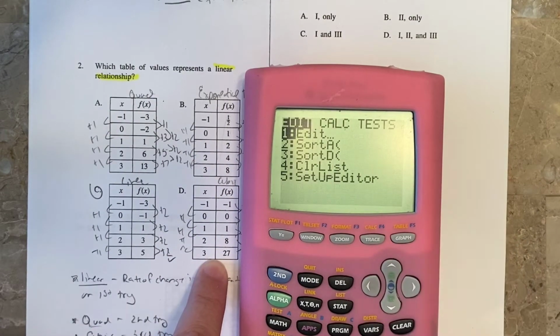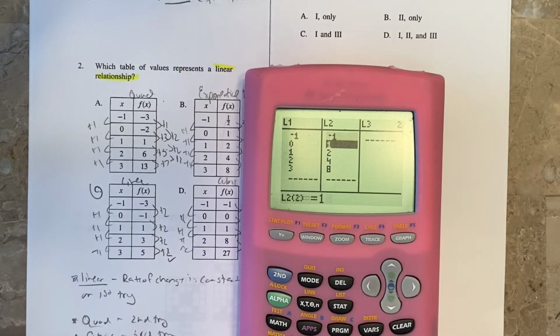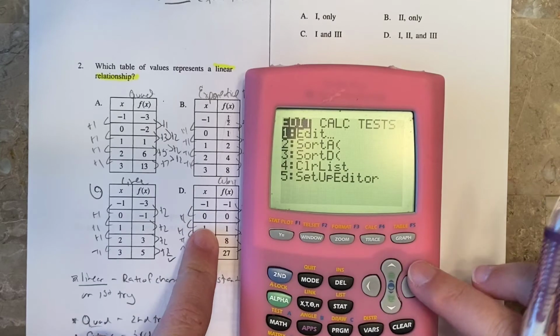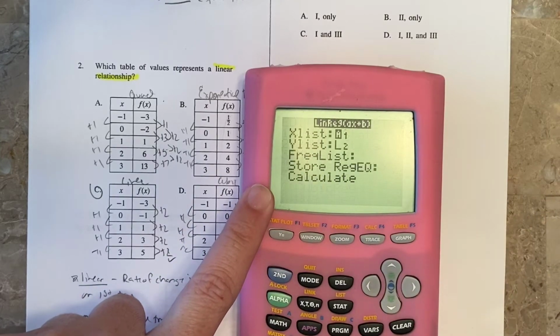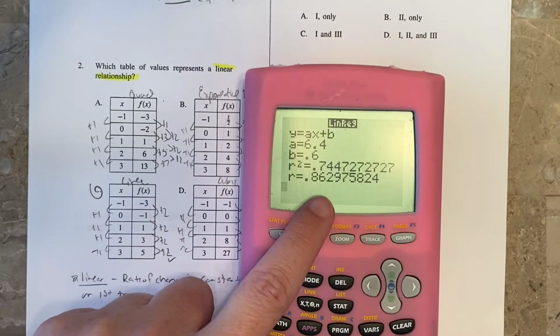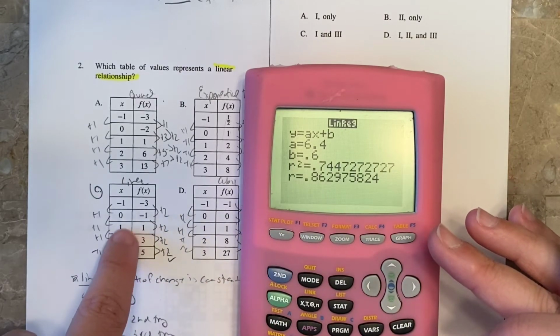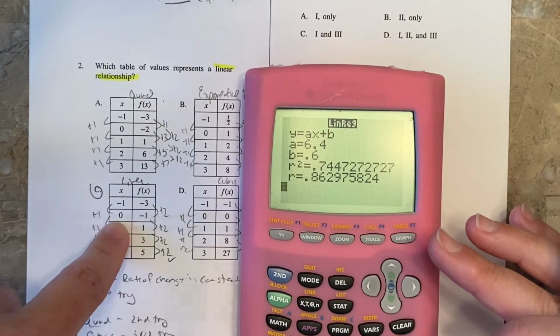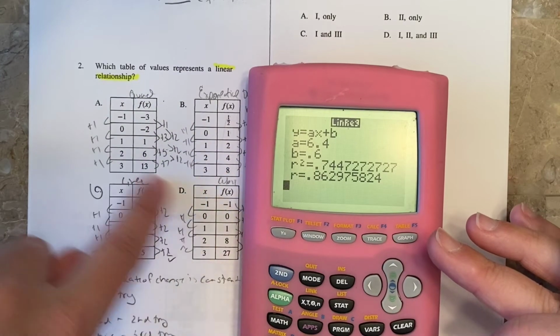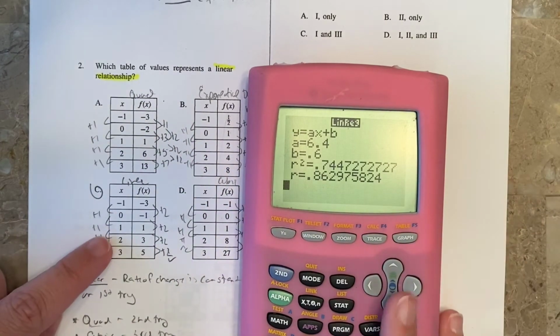So it's going to be stat 1, change those numbers, -1, 0, 1, 8, and 27. Stat, move over to calc, number 4. And then we'll see that, again, it's not perfect like this one is. It's pretty high, but out of all of them, the highest was this one. We tested linear regression on all of them. This was the winner.